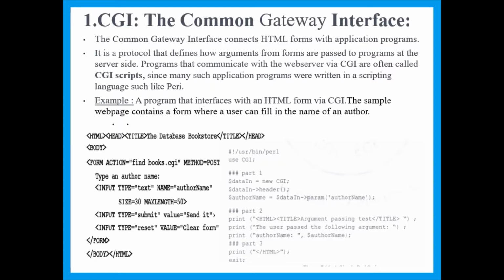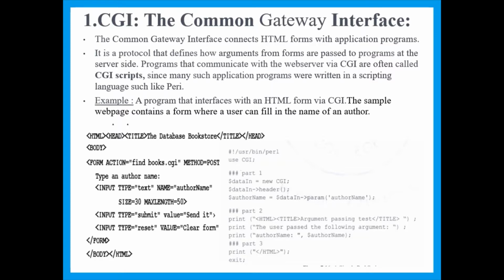Here we are using data in as an object of new CGI class, and the header has been given to data in. Now what the data in will do, it is going to take a param. Param is a keyword, a method name, where it is going to read the parameter value which has been passed by the HTML code. It takes one argument of type string, that is the name of the parameter.